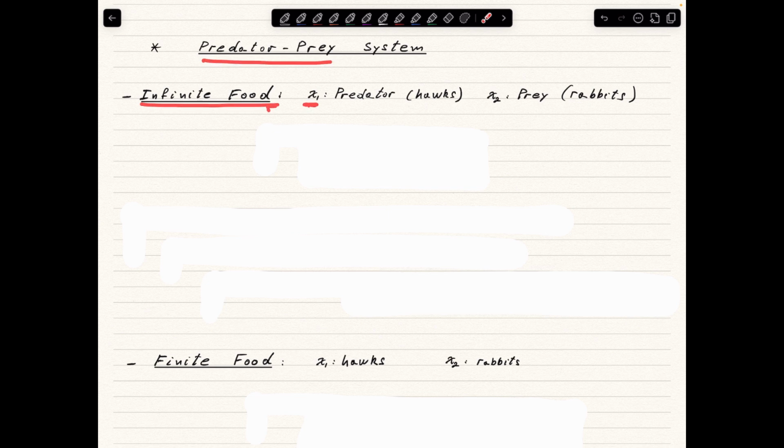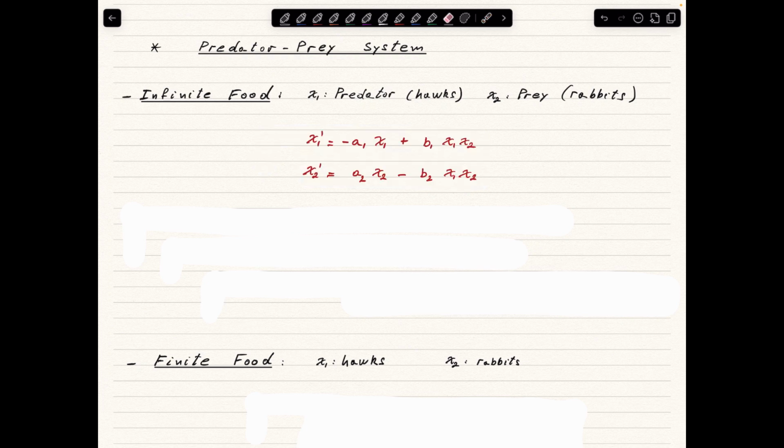We have two unknown functions, x1 and x2, which are functions of time. x1 represents the population of one species that we call the predator species, for example, hawks or foxes. And x2, as a function of time, represents the population of the prey species, for example, rabbits. So our predator species, hawks, for example, hunt rabbits. And here are the equations for this system, recall in the case of infinite food resources.